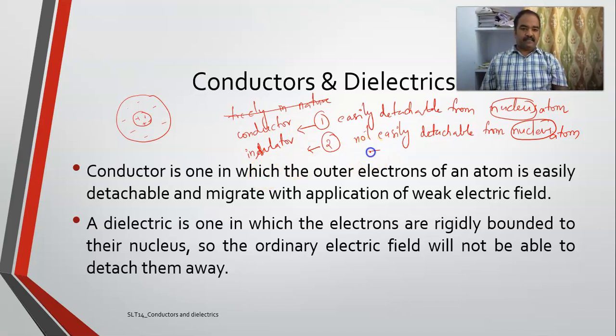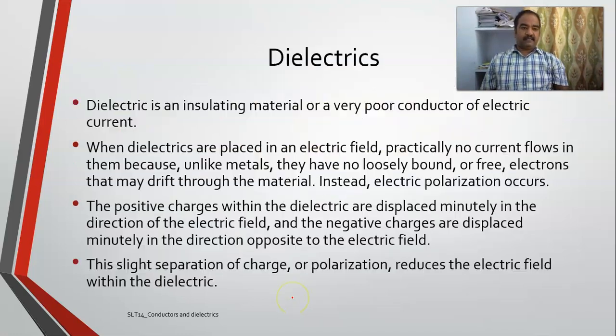In these insulator materials, the electrons are very rigidly bound to the nucleus, so a normal electric field will not be able to detach them. But on the application of higher electric fields, they may get detached, and that scenario is called breakdown. But let us confine ourselves only to the basics of conductors and insulators. So our next question immediately arises: what is the difference between an insulator and a dielectric?